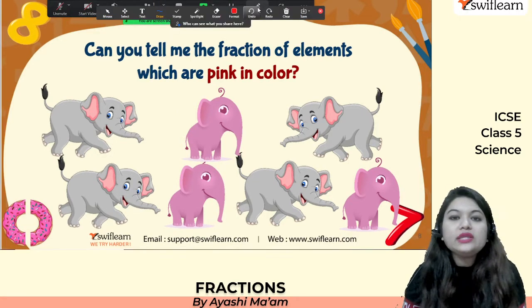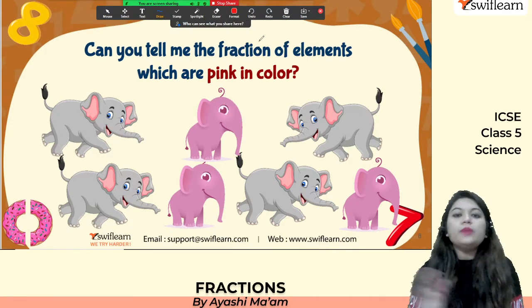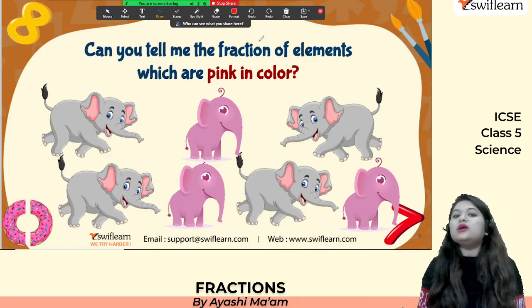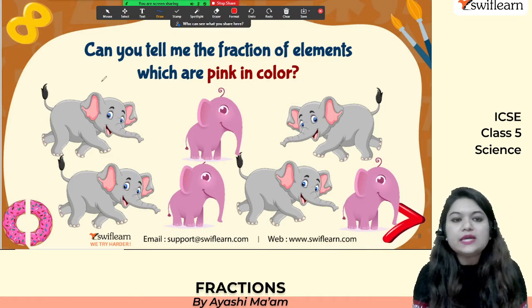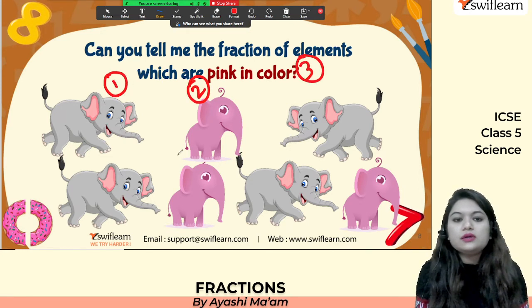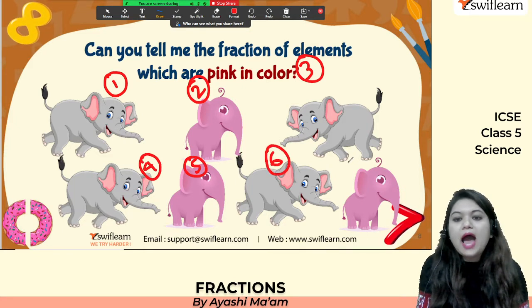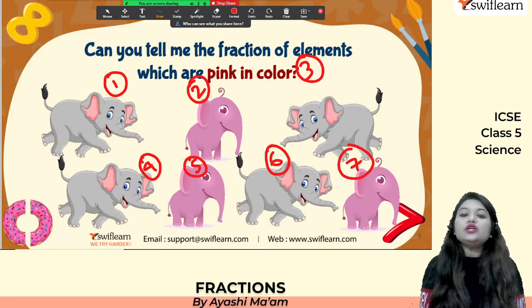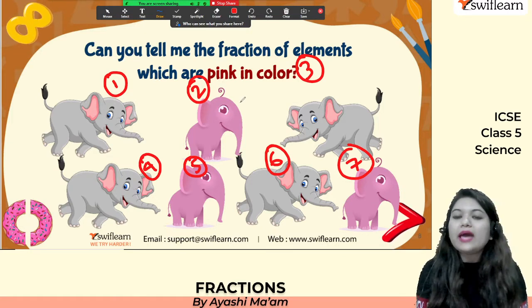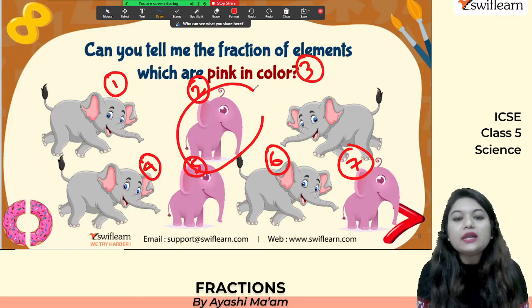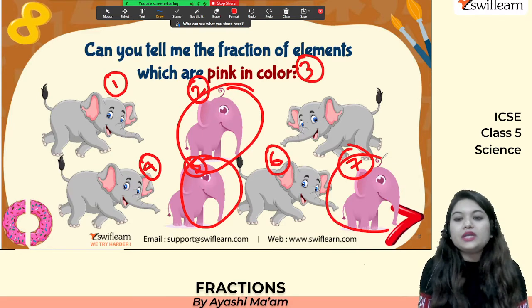Okay, now with the help of elephants, they want to make you understand the concept of fractions. So just see, first you find out the total number of elephants. So 1, 2, 3, 4, 5, 6 and 7. So there are 7 total number of elephants and how many elephants are pink in color? 1, 2 and 3. Right.